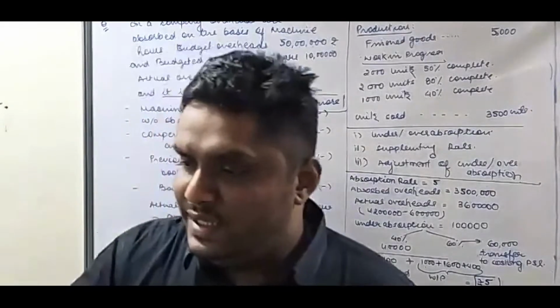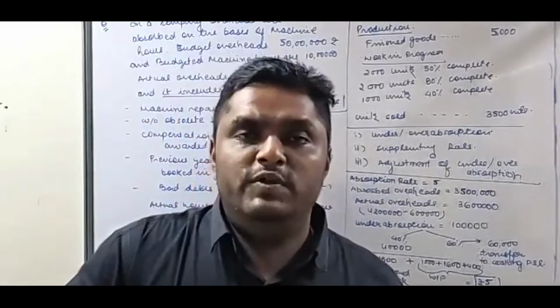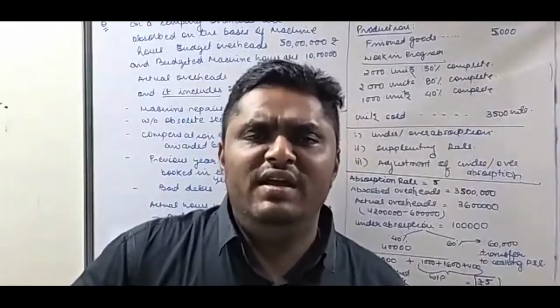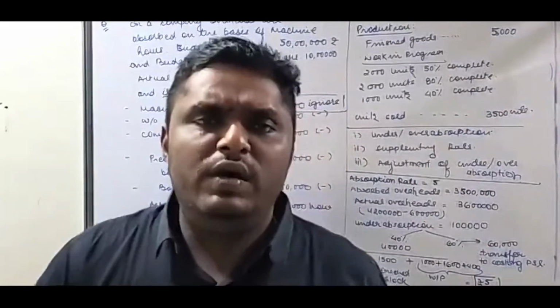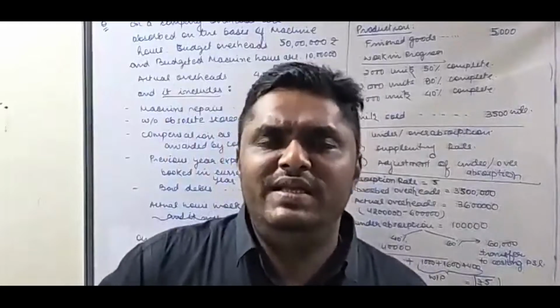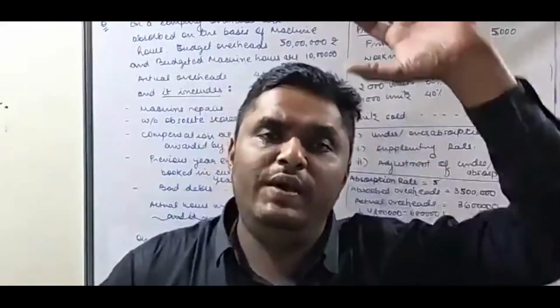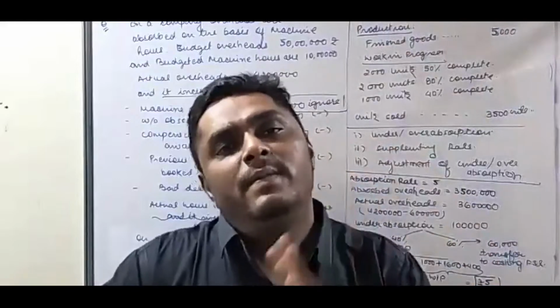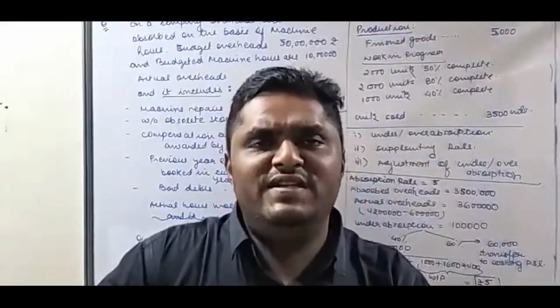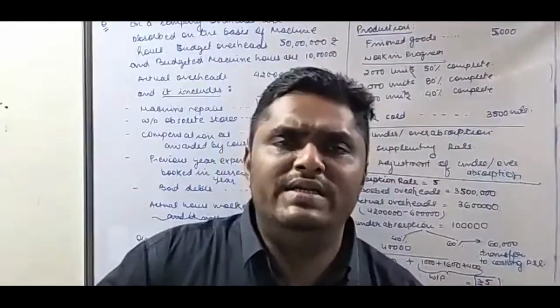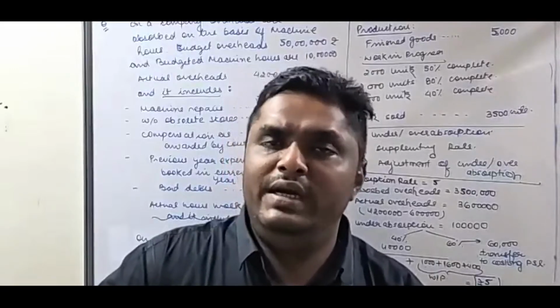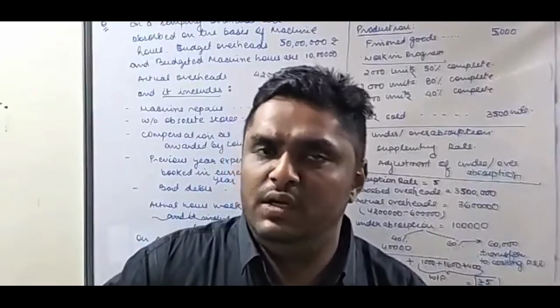So I hope you guys are thorough with the concept of under or over absorption. One last part is left out, that is the calculation of machine hour rate. When talking about the calculation of machine hour rate, the concept is very simple: you have to calculate the total cost, that is fixed cost and variable cost, divided by machine hours. Anyways, we will be discussing fixed cost and variable cost in service costing, and I want to cover this point in detail. That's why I have skipped the machine hour rate.